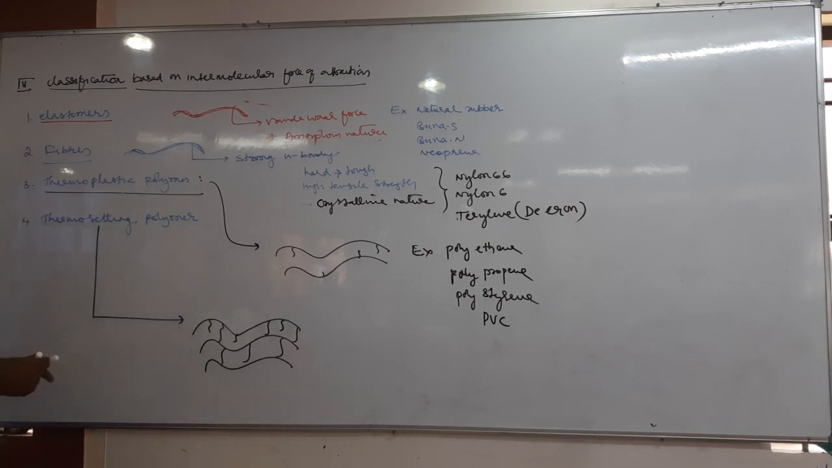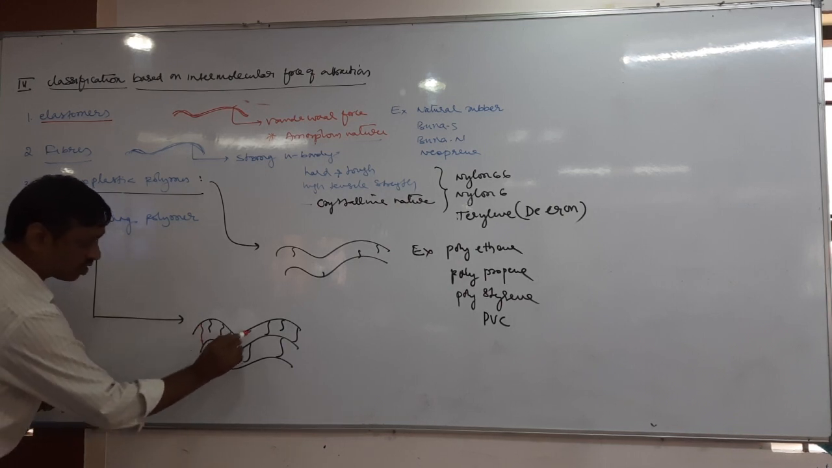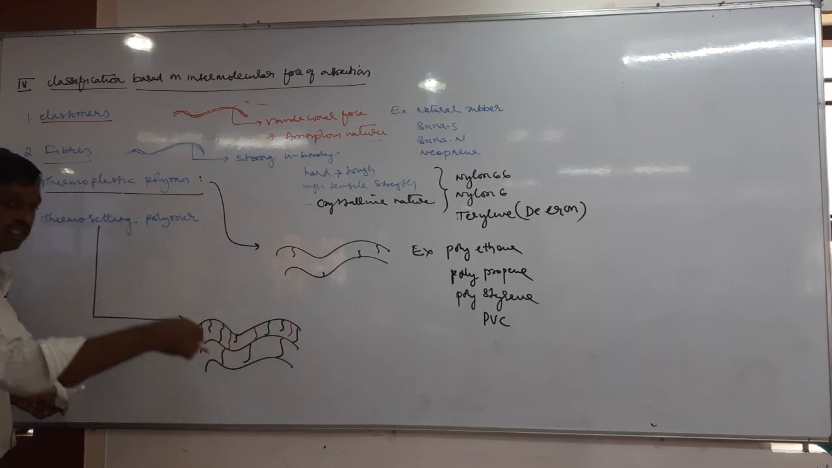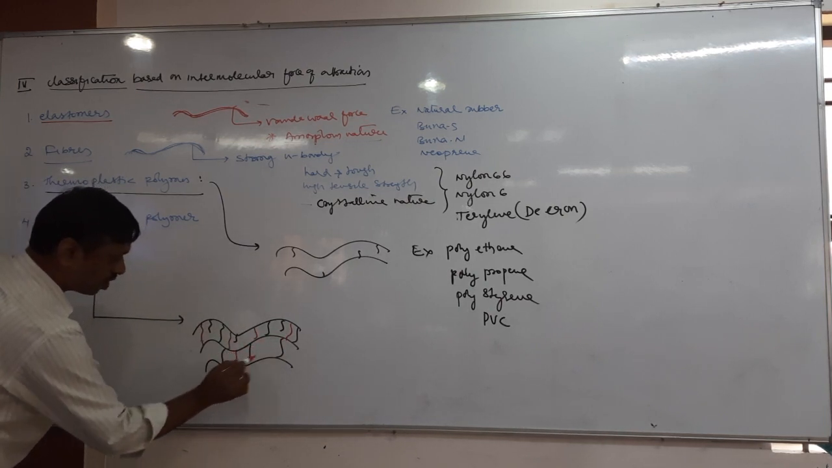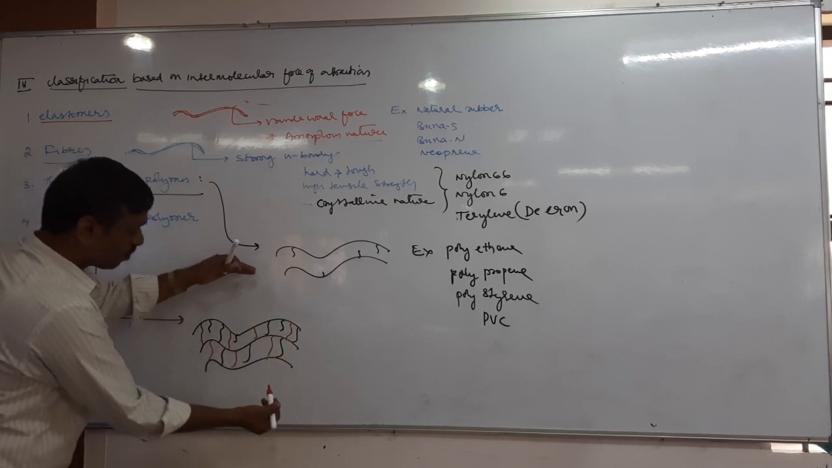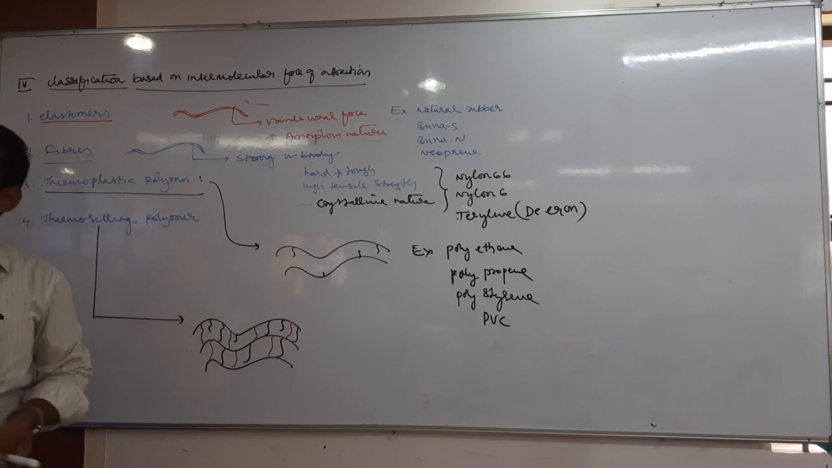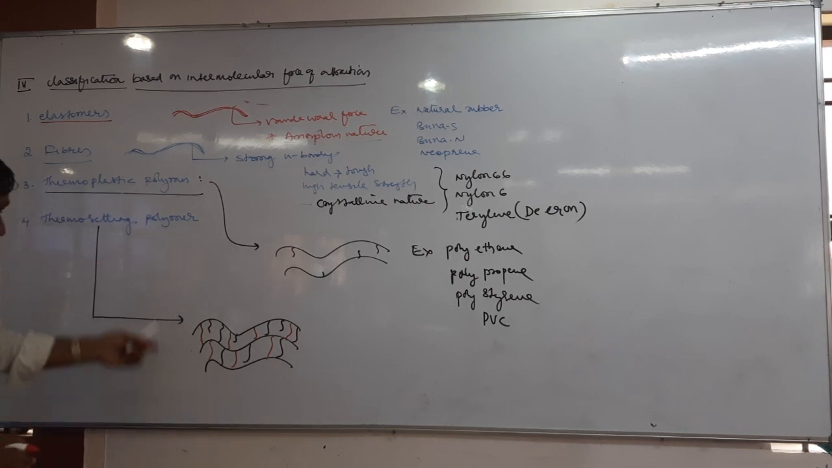It is due to formation of extensive cross linkages. That means when these polymers are heated, they form extra cross linkages, which is called extensive, means more cross linkages between the polymer chains. Due to formation of more and more cross linkages between polymer chains, they become infusible, means they become hard on heating, and these polymers cannot be reused.